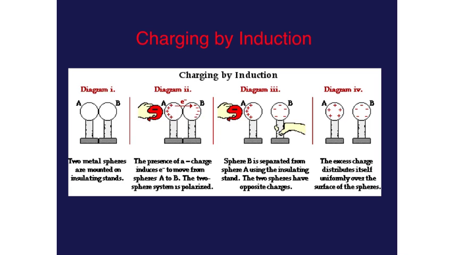Then we're going to pull the 2 spheres apart. And when we pull the two spheres apart, since these are metals, these are conductors, the charge is going to evenly distribute itself. And now we have a positively charged sphere and a negatively charged sphere. The insulator down here is going to prevent the electrons from moving, and we've charged these two spheres by induction. When we charge by induction, the substance that we use for charging does not touch the spheres.